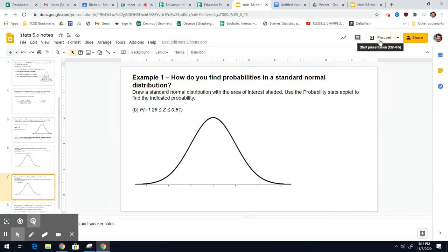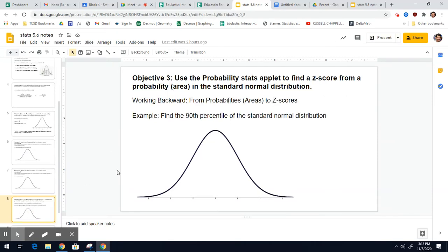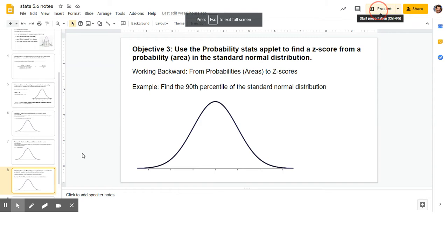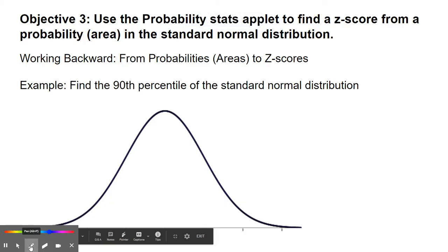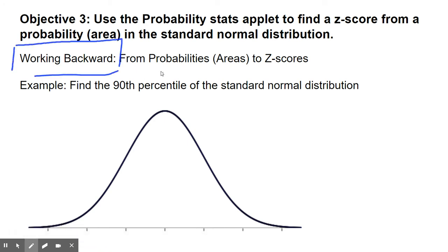Okay, so last objective here in section 5.6, talking about finding a z-score from a probability. Again, I call this working backwards. You're going to be given a probability or an area, and your job is to find the z-score, the spot on the x-axis that corresponds to that area.